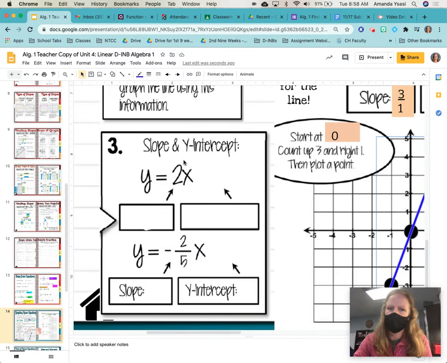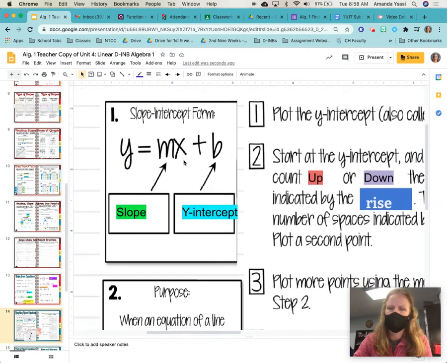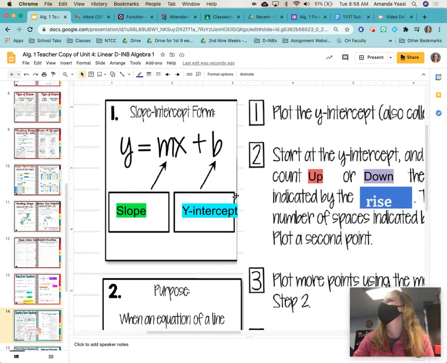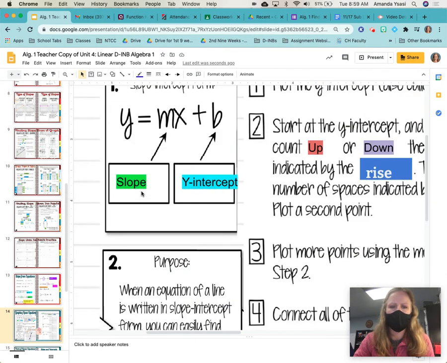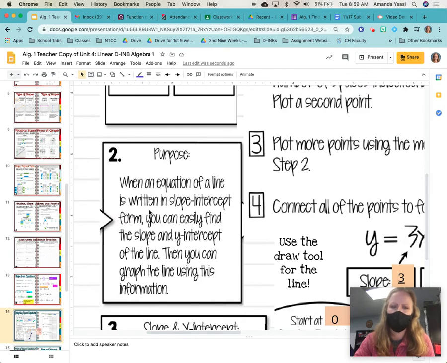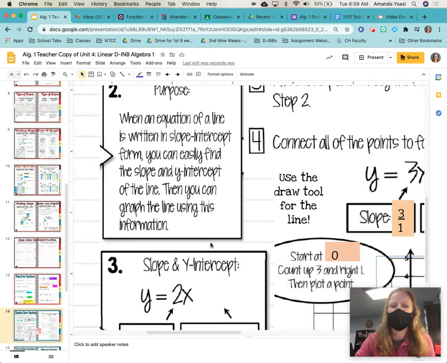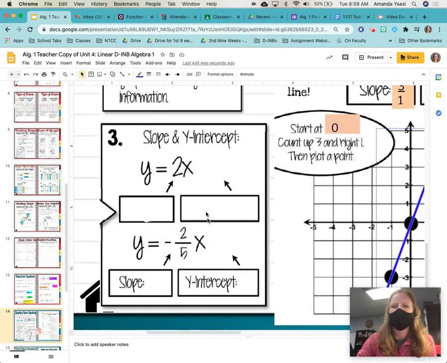Okay, so let's check the other side of this. Go ahead and look to the left, and we have slope-intercept form. We filled that out. We have slope and y-intercept. Purpose: when an equation of the line is written in slope-intercept form, you can easily find the slope and y-intercept of the line. Then you can graph the line using this information. So we have our slope and our y-intercept.